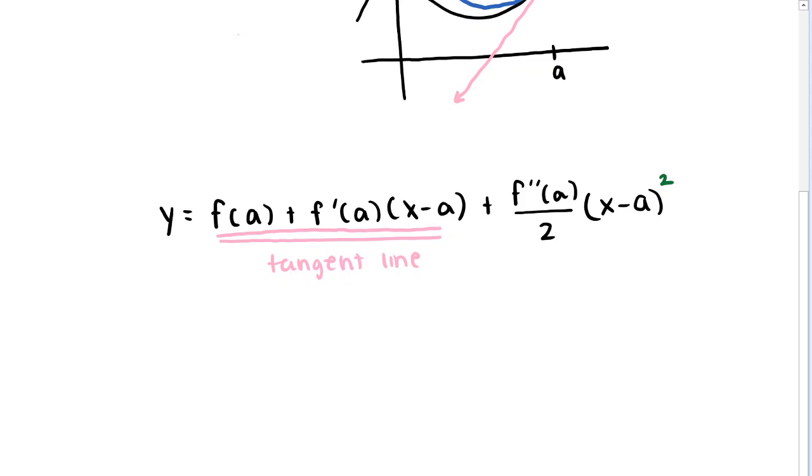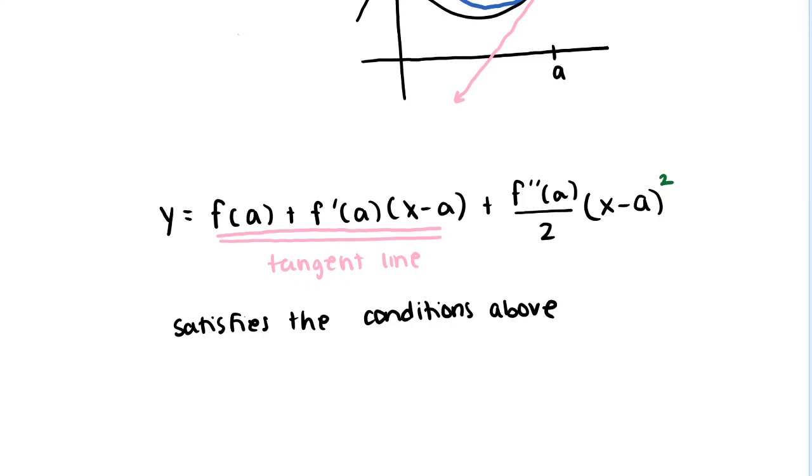So this quadratic function satisfies the conditions above. And so this might look a little scary. There's a lot going on here, but let's go through our previous example of y is equal to cosine of x. Let's look at that x value of pi over 3 again, and let's take our tangent line, our linear approximating function, and tack on this quadratic part and see what it looks like.